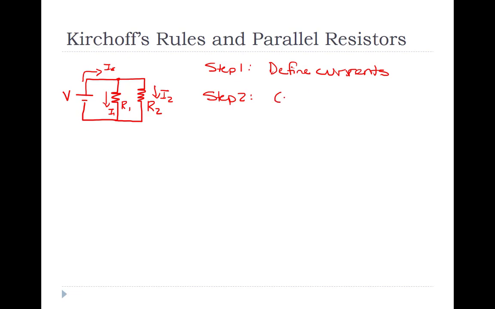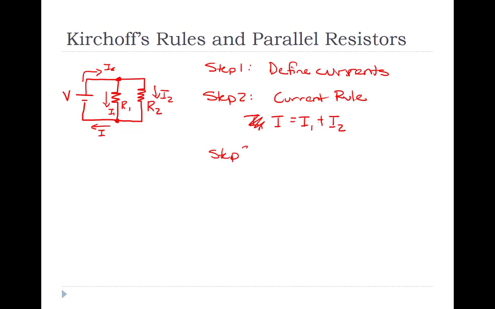Step 2 is the current rule. Okay, so if I look at this junction, I have I coming in, I have I1 and I2 leaving. So I keep writing that 1 and I don't want it there. I1 plus I2. Okay, so I equals I1 plus I2. If I look at the other junction, I see that I have I1 coming into it, I have I2 coming into it, and I would have I leaving it, and I would get the exact same equation. Current in equals current out.